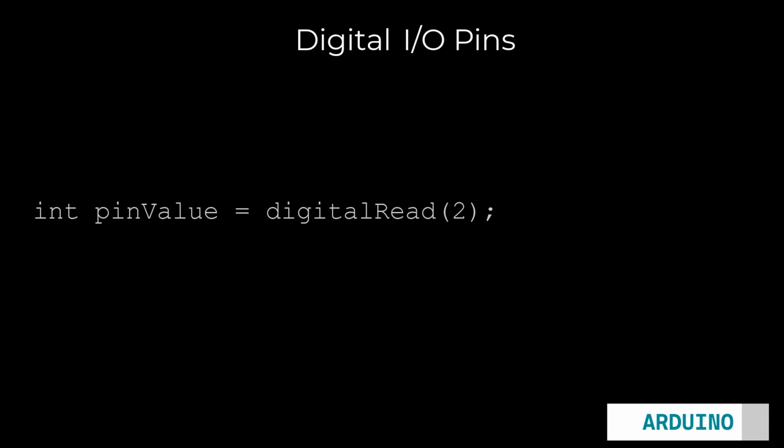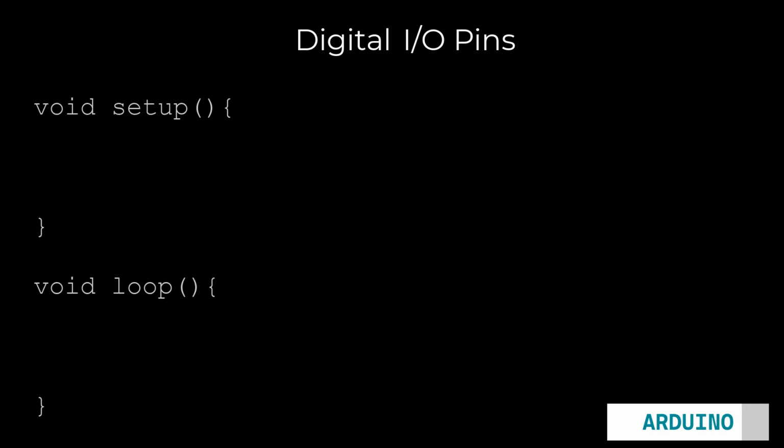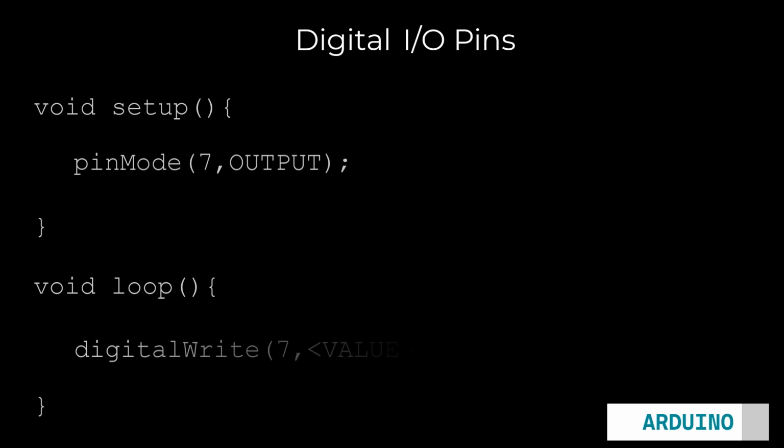Besides reading from the digital pin, you will want to set the pin mode in the setup function. If you're planning to read from the pin, set its mode to INPUT, all caps. Writing to a digital pin is very similar to reading from one. For example, to write to a pin, set the pin mode to OUTPUT in the setup. Then write to the digital pin using a digitalWrite command. The value can be one of two options: LOW, 0 volts, or HIGH, 5 volts. This example writes 5 volts to pin 7.